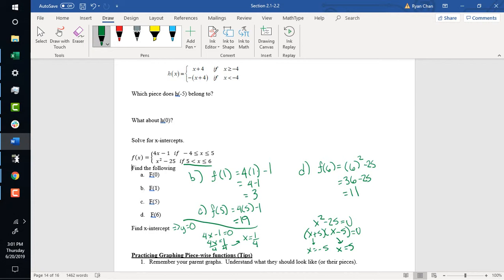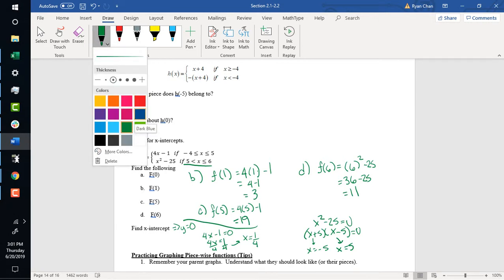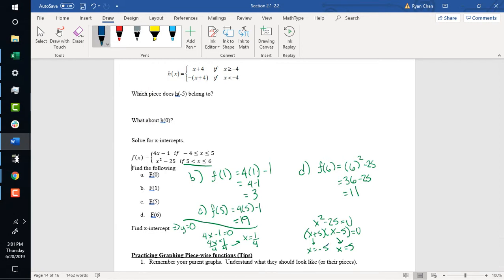So if you notice, both of these right here actually do not work. So these actually don't exist. The only x-intercept I have is 1/4, 0. 1/4 does work because for this equation it does fall between negative 4 and 5, so we're okay right there. So finding your intercepts and evaluating your functions is essentially the same type of situation. You just have to be very careful of your domain and your restricted boundaries.